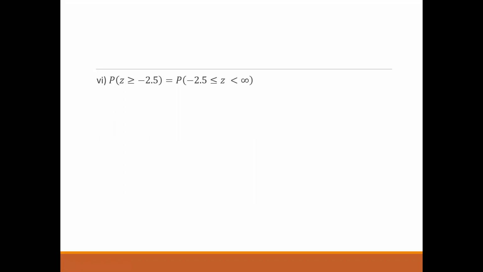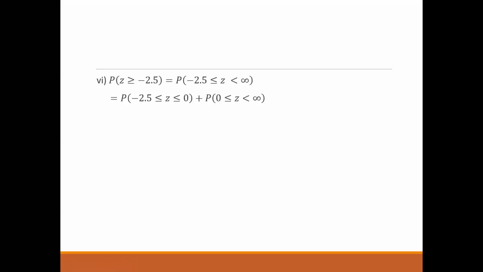Clear? Now this can be further written as, we know that we can divide this into two parts, for the negative one and for the positive one. So what I can do is write probability of the value of z between minus 2.5 up to 0, plus I can put from 0 to infinity, isn't it? So this can be written like this: minus 2.5 up to 0 and from 0 up to infinity. Now this whole part will be 0.5.